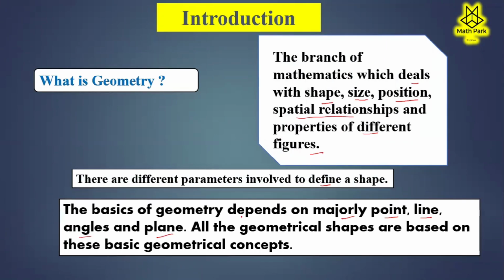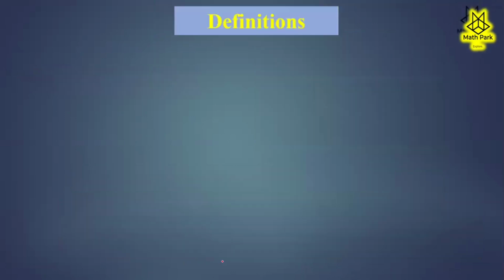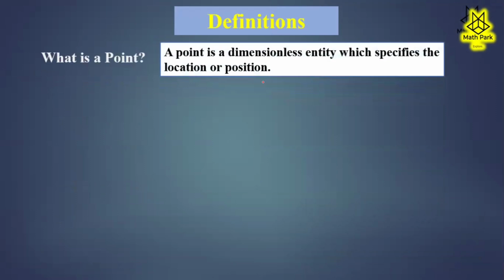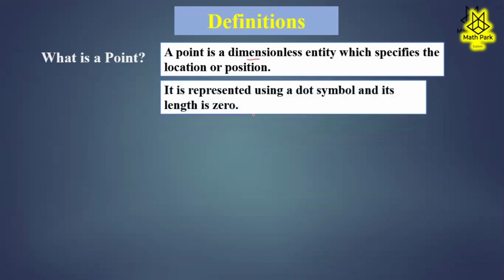The basics of geometry depend majorly on point, line, angles and plane. All the geometrical shapes are based on these basic geometrical concepts. Let's define them. So what is a point? A point is a dimensionless entity which specifies the location or position. It is represented using a dot symbol and its length is 0. Let's say point A, point B.